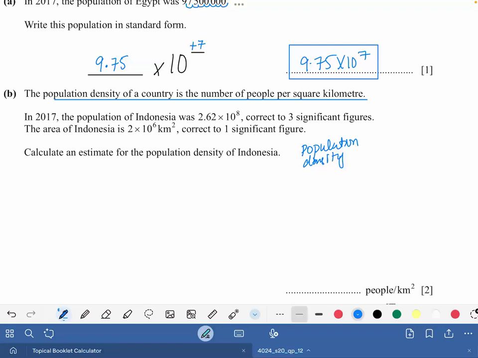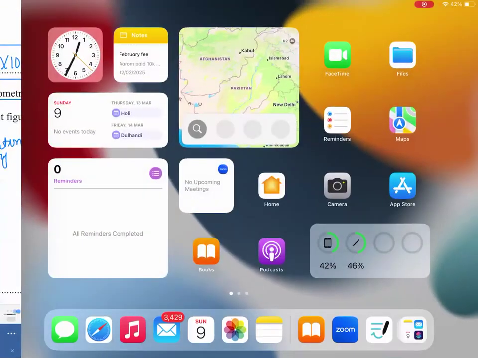Now you need to understand one thing. They are asking us to estimate the population density of Indonesia, that is, how many people are in the country per square kilometer. So you would have the area and the number of people as well. You need to understand how to develop the formula for population density. Does anyone have any idea how to develop a proper formula for this? Let me see the chat as well.